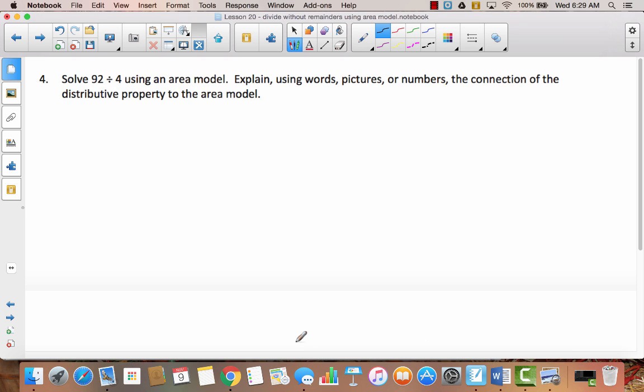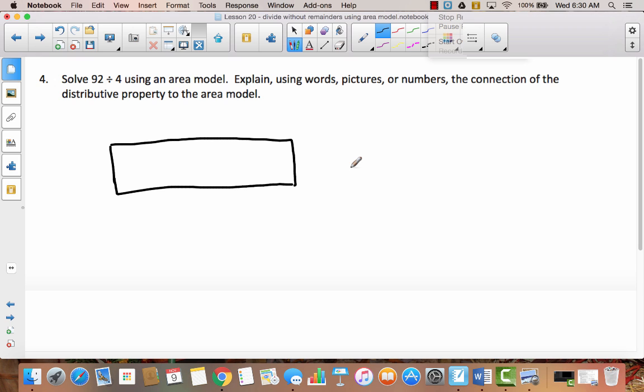All right, let's take a look at problem number 4. So again, we're going to solve using an area model. It says explain using words, pictures, or numbers the connection of the distributive property to the area model. Okay, so we're going to add an extra step in here. I'd like for you just to attempt to try to draw an area model where you can take 92 and divide it by 4. Just think to yourself, how could you possibly do that? And then let's come back and see if we come up with the same answer together.